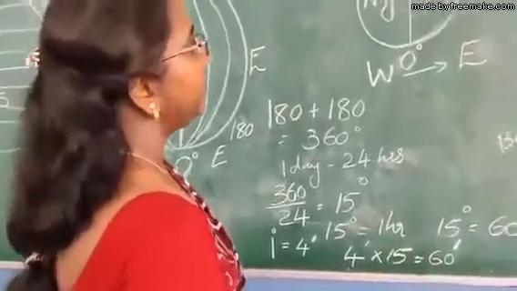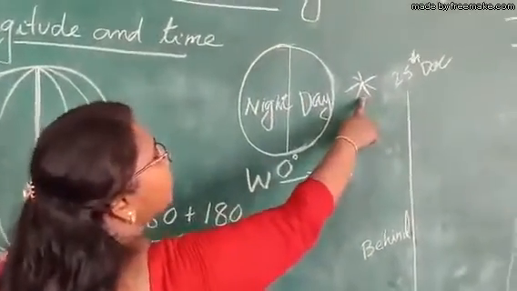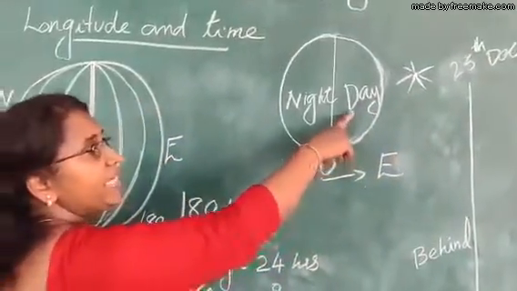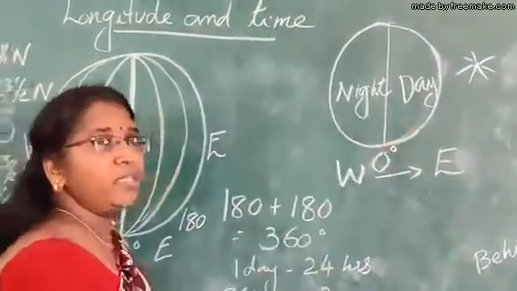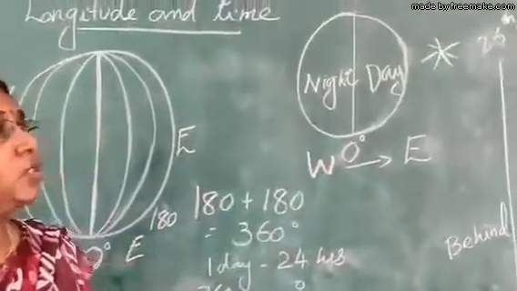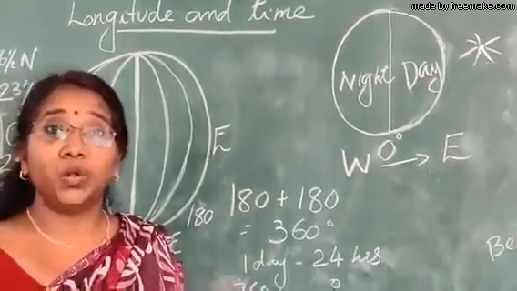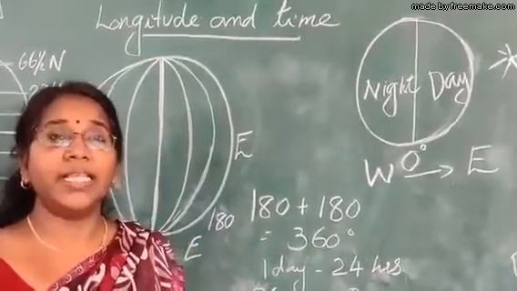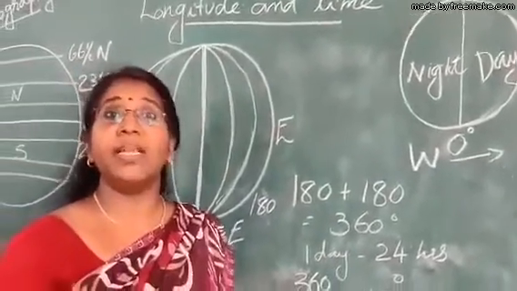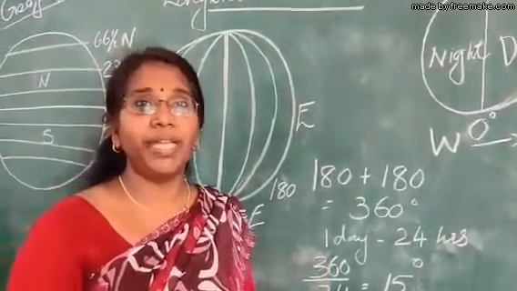Next, you see, the part of the earth which faces the sun experiences day, and the opposite part of the earth experiences night. So you understood that all the places of the earth do not face the sun at the same time. All the places have sunrise and sunset at different times.